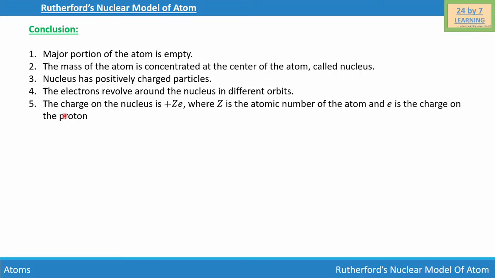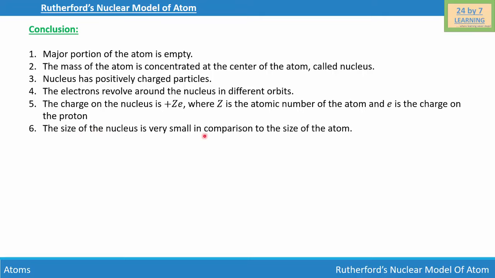Our fifth point is that the charge on the nucleus is +Ze, because the nucleus is positively charged, where Z is the atomic number of the atom and e is the charge on the proton. The last point is that the size of the nucleus is very small in comparison to the size of the atom. So, looking at all these conclusions, the nucleus is positively charged and very dense, and the electrons revolve around the nucleus in a circular orbit.